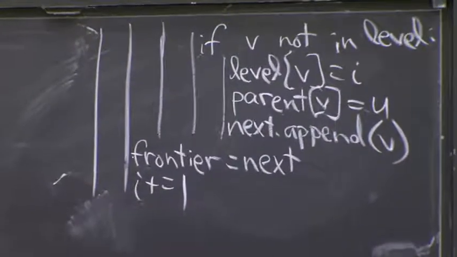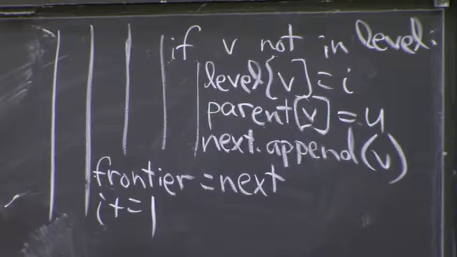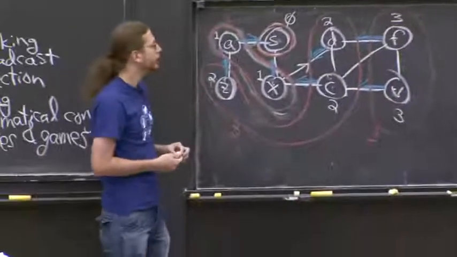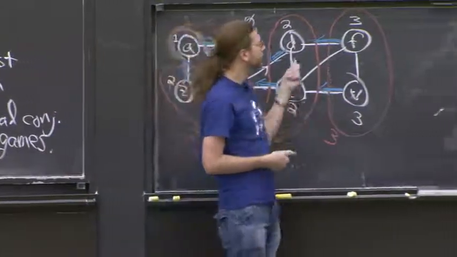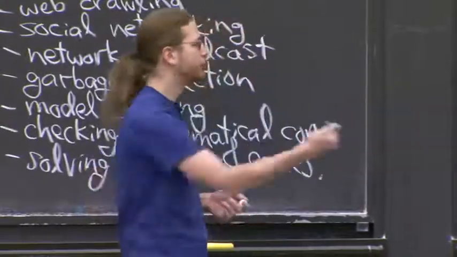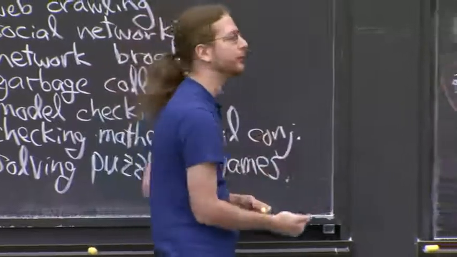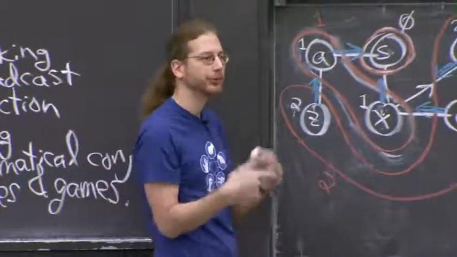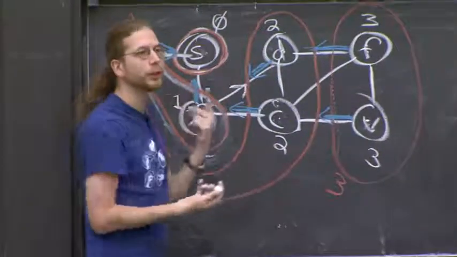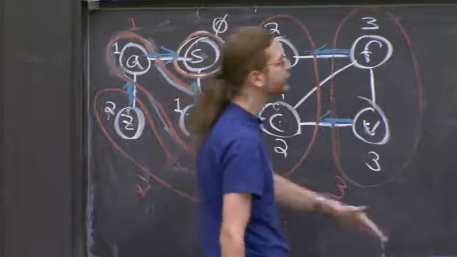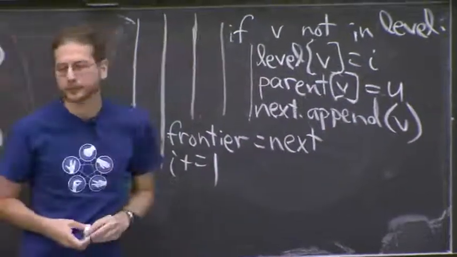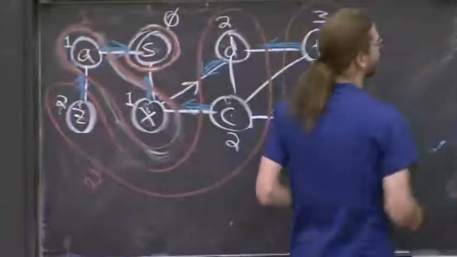What is the running time of this algorithm? I claim it's order V plus E. But it looked a little wasteful because it was checking vertices over and over. But if you think about it carefully, you only check every edge once. Or in undirected graphs, you check them twice, once from each side. A vertex enters the frontier only once. Because once it's in the frontier, it gets a level set. And once it has a level set, it'll never get added to next.